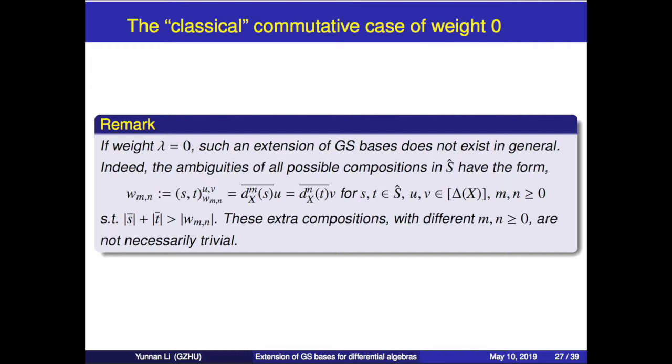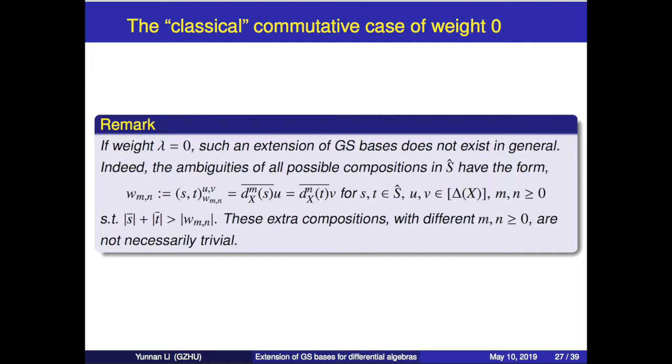And why? Because now the form of compositions that appears is more complicated. Now it's indexed by two different integers, m and n. And in general, it's hard to determine whether it is trivial or not. Sometimes it is trivial, and sometimes it's not, as our examples will show later.